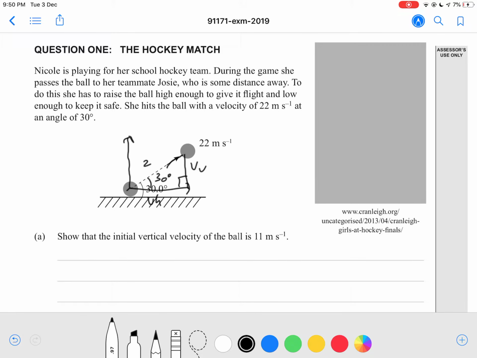So the hypotenuse is 22 meters per second, and we're trying to find the vertical velocity. We can use the relationship sine 30 equals the vertical velocity over 22. And sine 30 equals 0.5, so our vertical velocity is equal to 11 meters per second. And that should be just an achieved question for this one here.